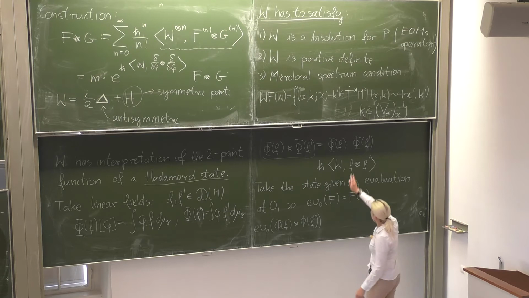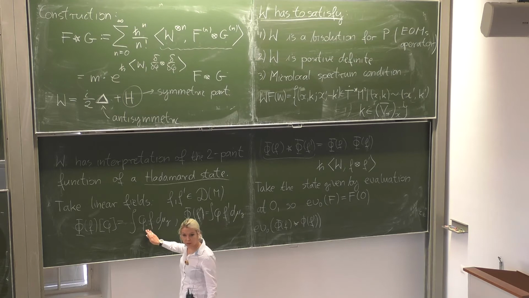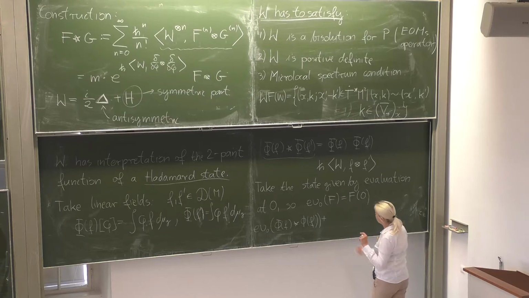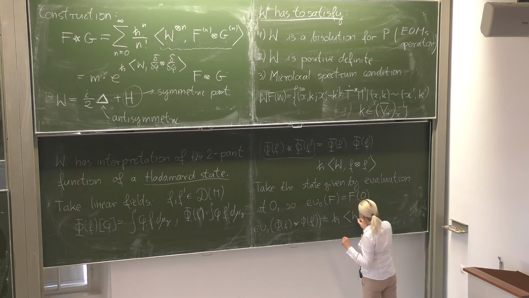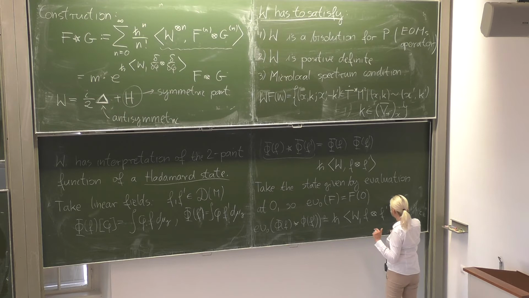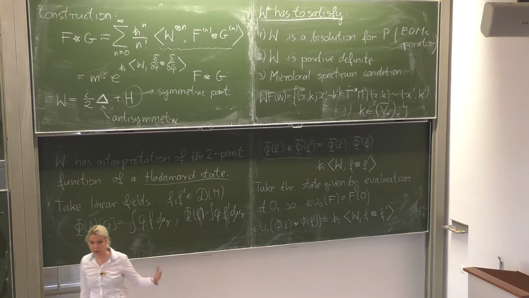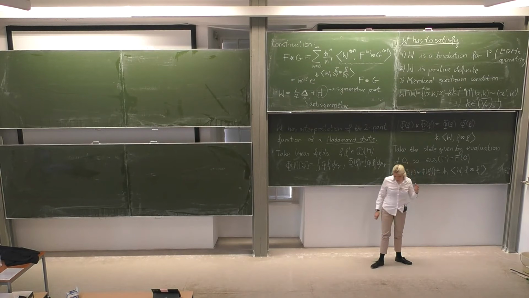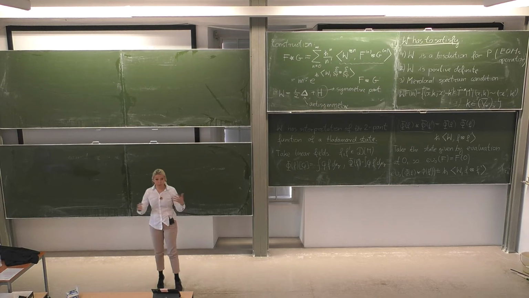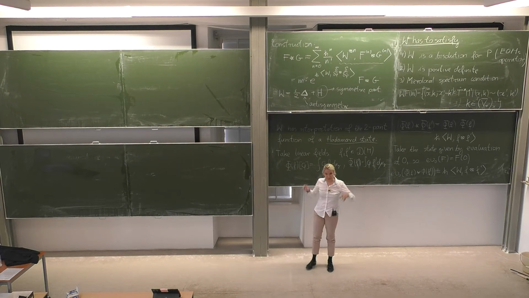So if I evaluate at zero, these guys evaluated at zero give zero, linear, so what I'm left with is h bar and here W of F times F prime. Okay, so that justifies the name two-point function, because it's a correlation between two linear fields. And I can also put more things into the game, and I can compute n-point functions. So these various higher powers of W would correspond to n-point functions.